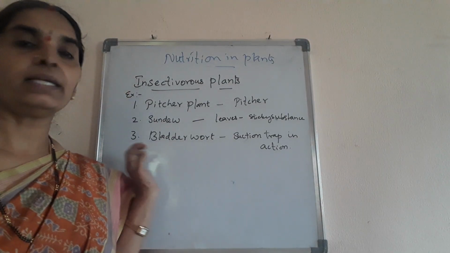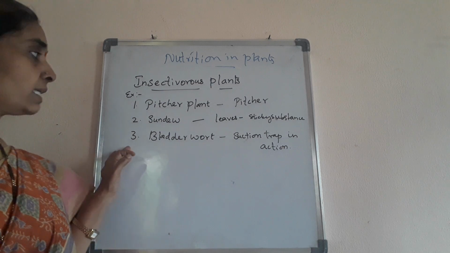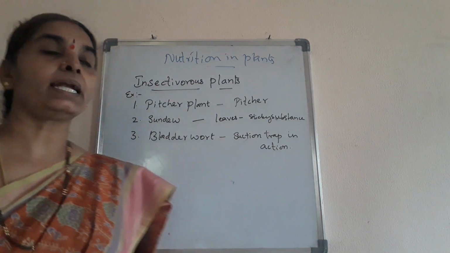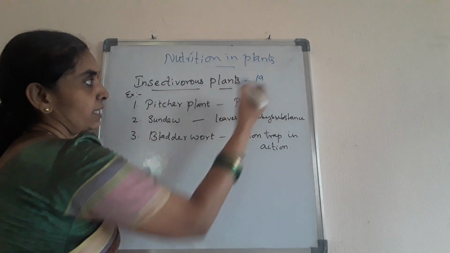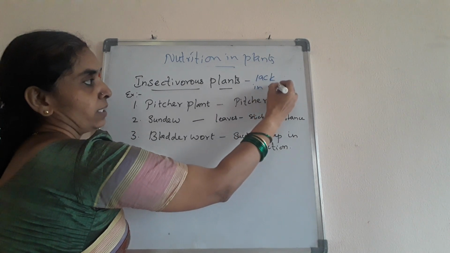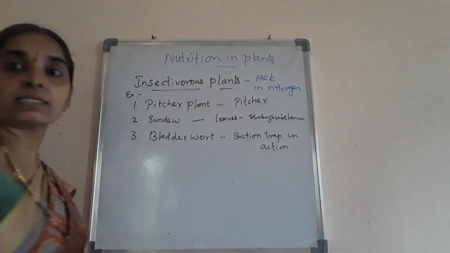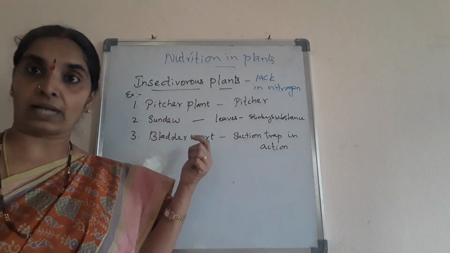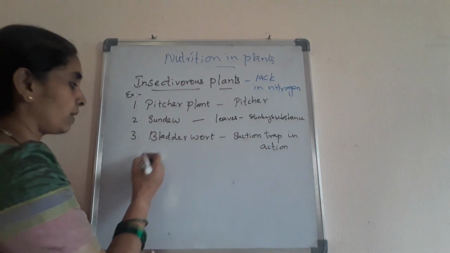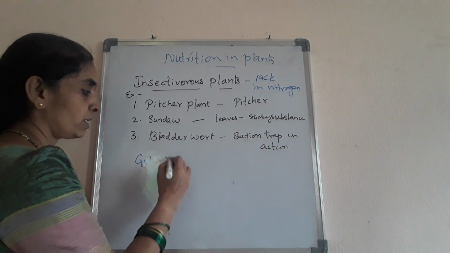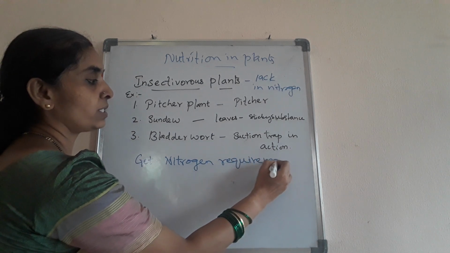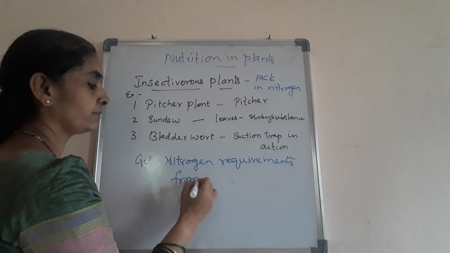Now, children, here about the insectivorous plants. The insectivorous plants lack nitrogen. So they grow in the areas where there is deficiency of nitrogen, and they get their nitrogen requirements from insects. So what do they lack? They lack nitrogen. From where do they get the nitrogen requirements? From insects.